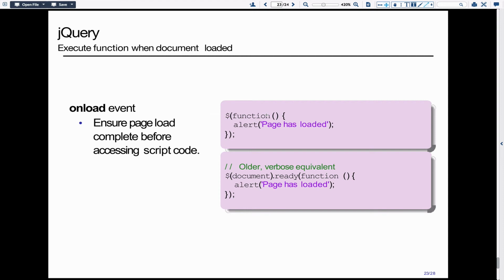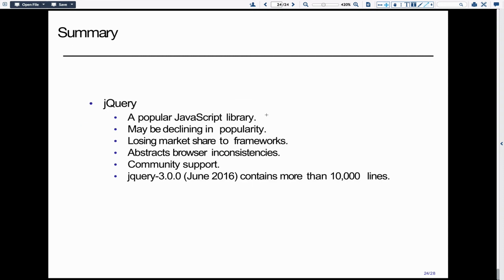Okay, the library itself then, it may be declining somewhat. It's quite large now, 10,000 lines. The framework we'll be using in our course is not jQuery, in fact. We're going to be using a framework called Aurelia, which is a more modern breed of framework that supersedes jQuery and jQuery's usage. We'll be discussing that in about 3 or 4 weeks from now.